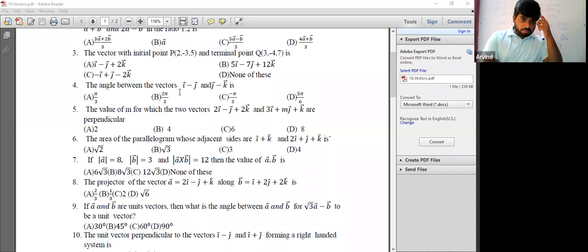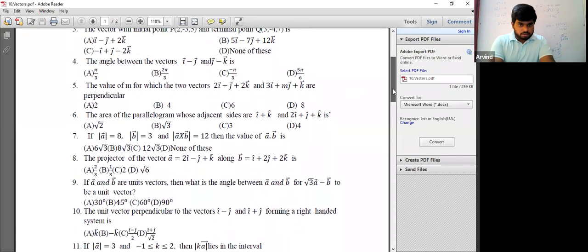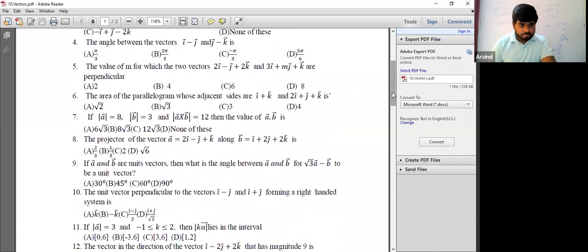Earlier, in the fourth sum, I think I made a mistake. I was doing cross product instead of dot product. I should have just multiplied 1 into 1. I wrote I cap while doing the dot product. Anyhow.